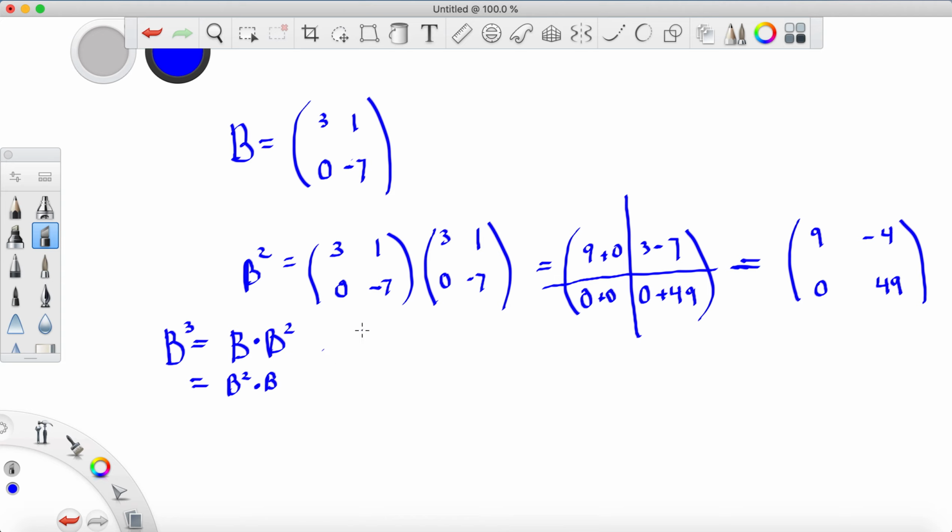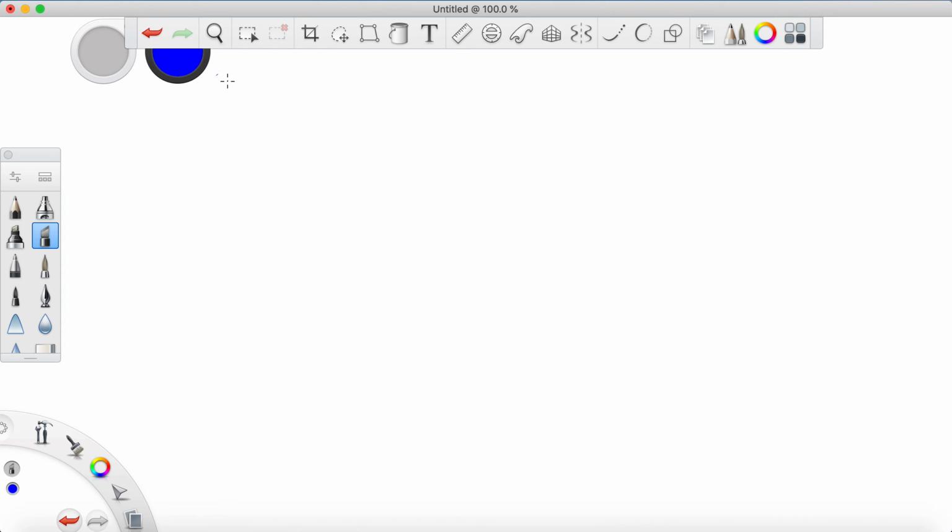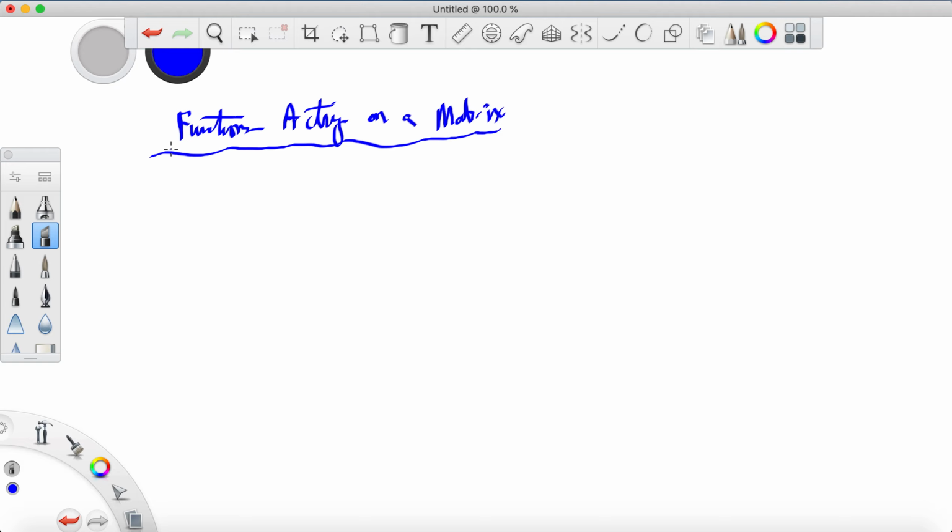Okay, so that's the basics for matrix multiplication. The next and final topic in this video is functions of a matrix. So functions acting on a matrix. Okay, so there's some really deep mathematics hiding behind these particular topics, but we're going to keep it simple. So just think about ordinary functions.